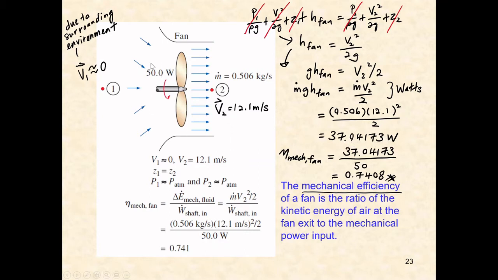We know that initially it's given 50 watts. Now the kinetic energy obtained by the air is only 37. So we take 37 divided by 50, and we have a mechanical efficiency of 0.74. If we multiply by 100, you get 74% efficiency. So of the energy provided by the fan, only 74% is given to the air. The rest, around 26%, was lost due to friction and heat loss. So the mechanical efficiency of a fan is the ratio of the kinetic energy of the air at the fan exit to the mechanical power input.